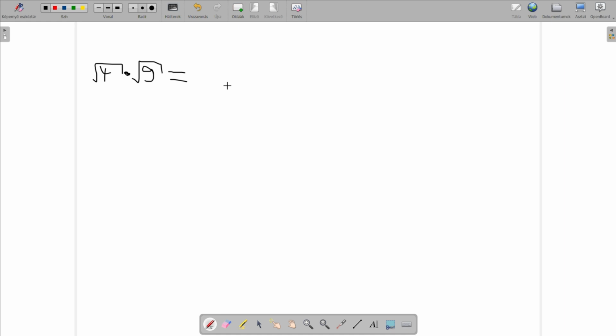Well, this is a pretty easy one because the square root of 4 is equal to 2 and the square root of 9 is equal to 3. So that is going to be just 2 times 3, which is 6.